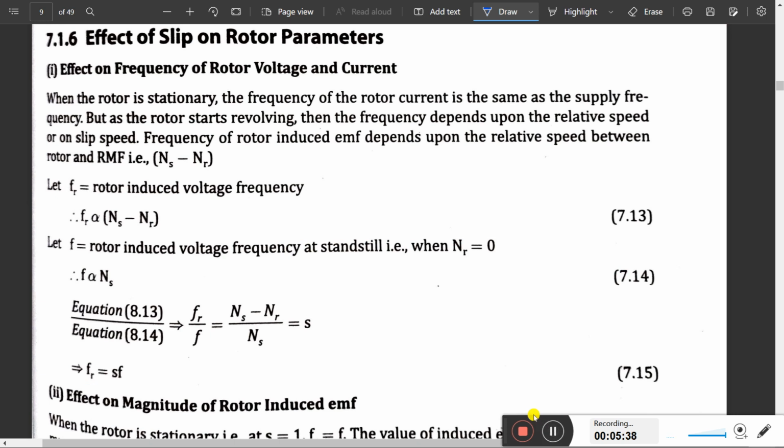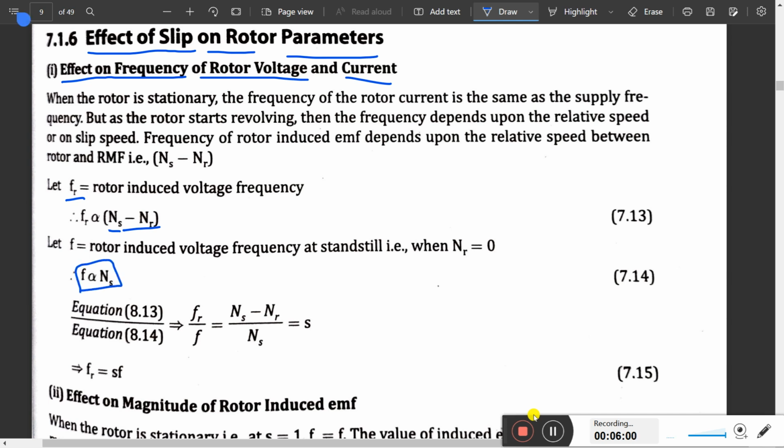Now, here observe the effect of slip on the rotor parameters. If the slip varies, how will it affect the rotor parameters? Effect on frequency of rotor voltage and current. Try to observe this point. Fr is equal to, we can directly write, Ns minus Nr. We know f is directly proportional to Ns from the above equation.